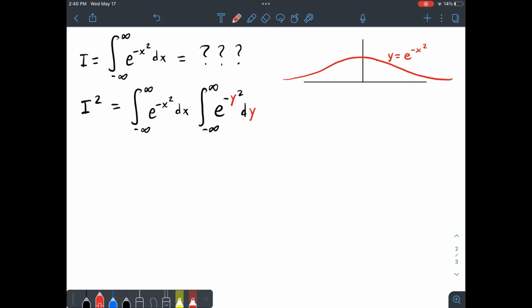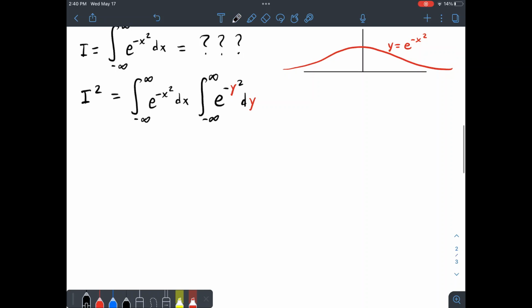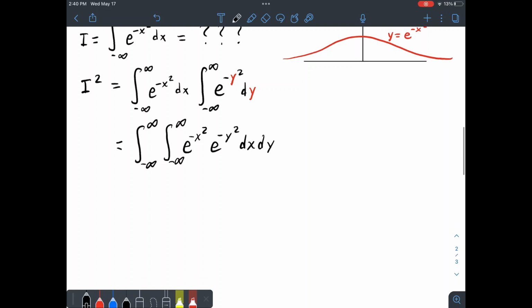This is a completely legal move because it does not matter what the letter is, as long as it's there. So now I see that this is a double integral, and I'm going to rewrite it in that form. Here we go, we've got a double integral, times e to the minus y squared, dx dy. Using some properties of exponents, we're going to rewrite in the following form: e to the minus, oh, I spoiled it, x squared minus y squared dx dy.